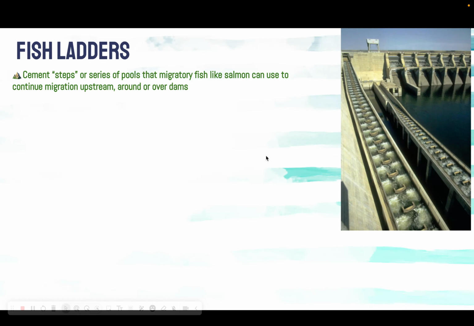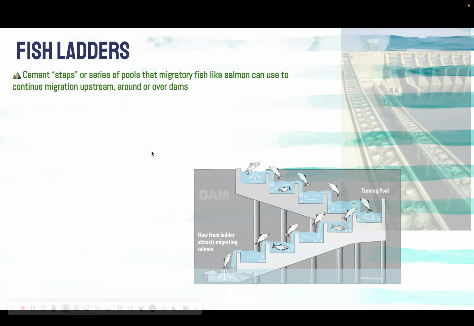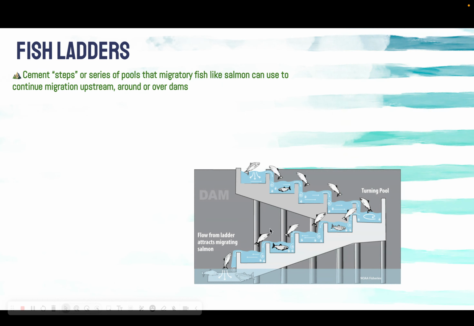So one way that they're battling against this for fish that need to migrate is they're creating cement steps or a series of pools that migratory fish like salmon can use to continue their migration upstream or around or over top of dams. And so it looks pretty much like this. You can see these little ladders that they put in for the fish to move on.